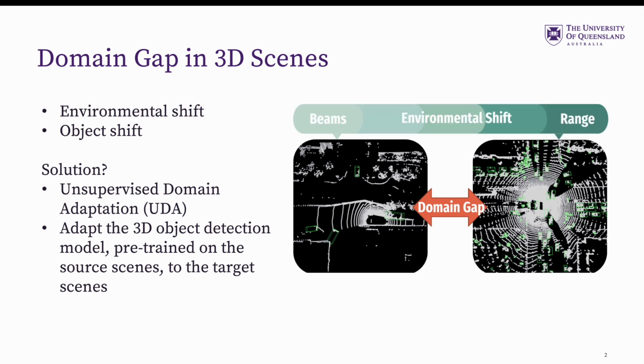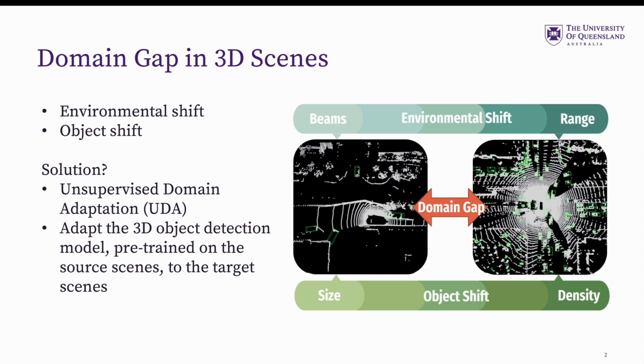The environmental shifts are caused by differences in beam numbers and ranges. As illustrated in the figures, the point cloud on the right-hand side shows more beams and a larger range. Object shifts are equally problematic across different 3D datasets. The average size of cars and pedestrians, and object densities, are different, making it challenging for models to detect objects in the presence of such shifts.